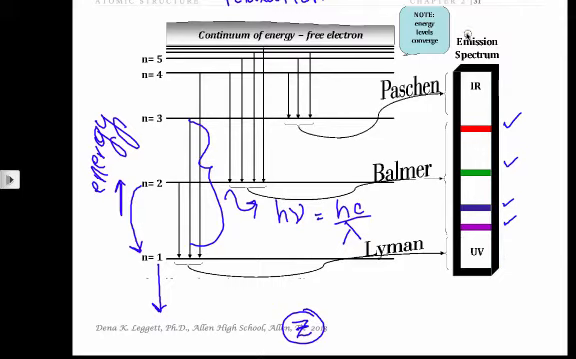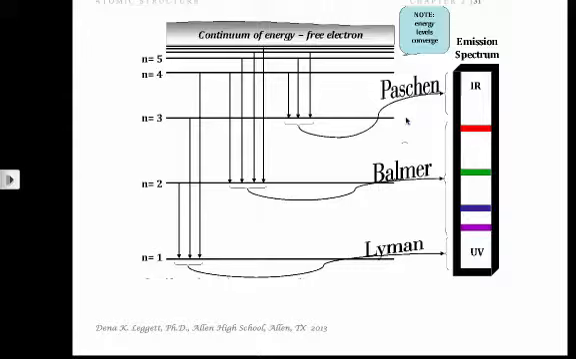Now, each atom has its own unique spectrum, and you're going to see this in more detail when we get into some calculations. That's because the actual energy for energy level 1 and 2 and 3 and so on is different for each atom, because the nuclear charge is different. So that gives you an idea of why we're seeing the electromagnetic radiation, the spectrum here.